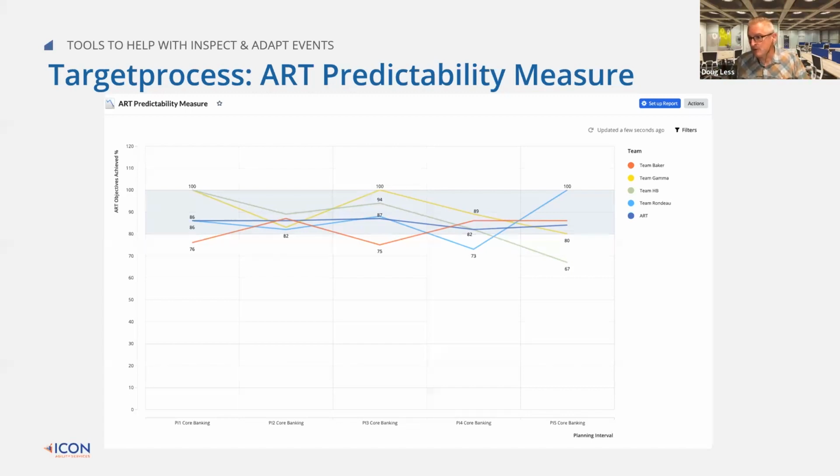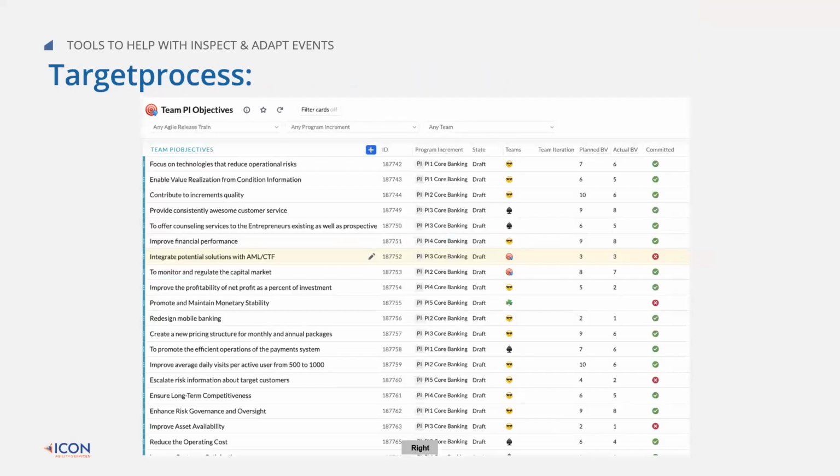An occasional time where we just knocked it out of the park and delivered all of our PI objectives, committed and uncommitted, that's going to happen. But on a regular basis, that's really tough to do. So, control chart. Yeah. Great point.